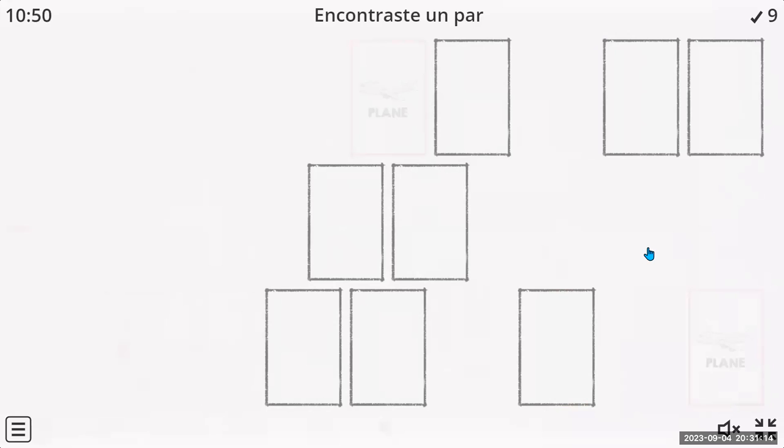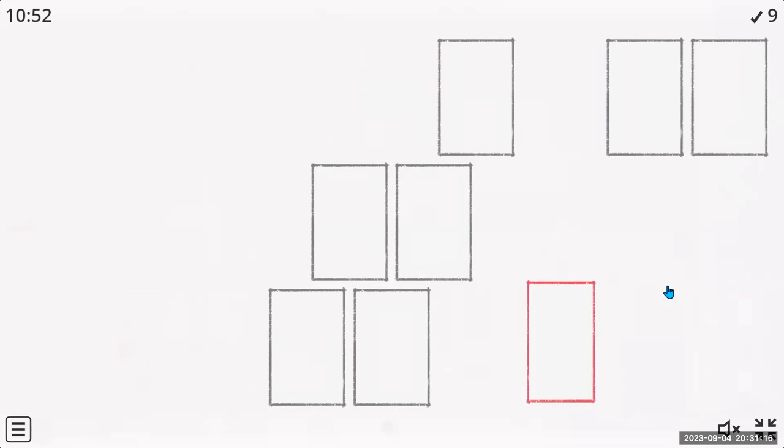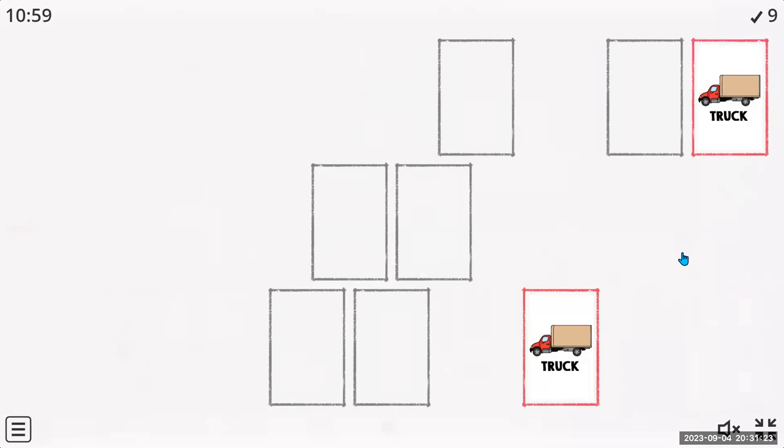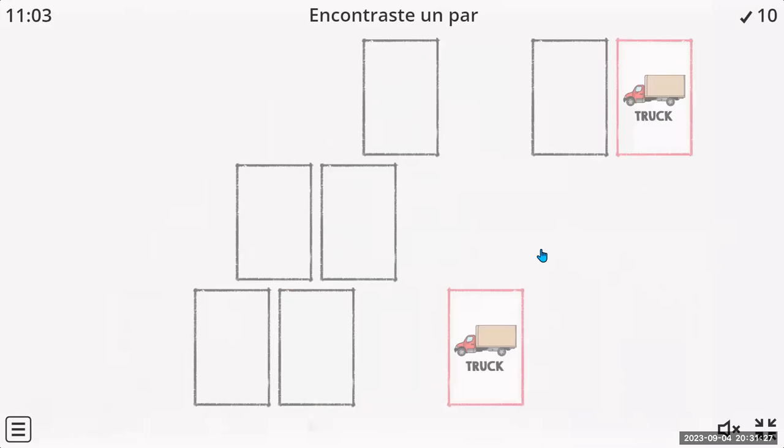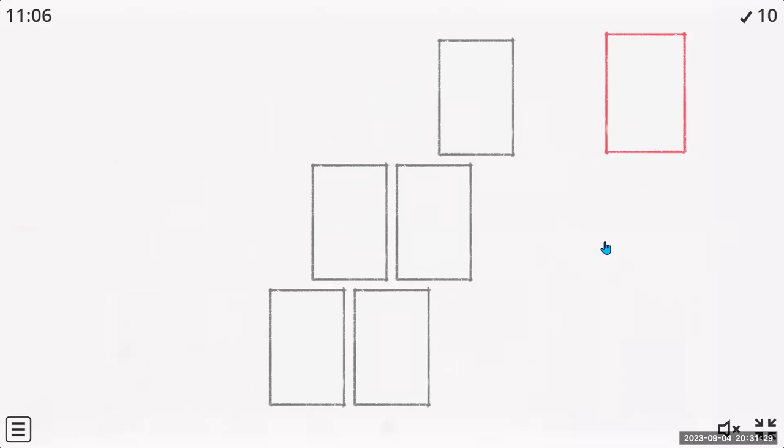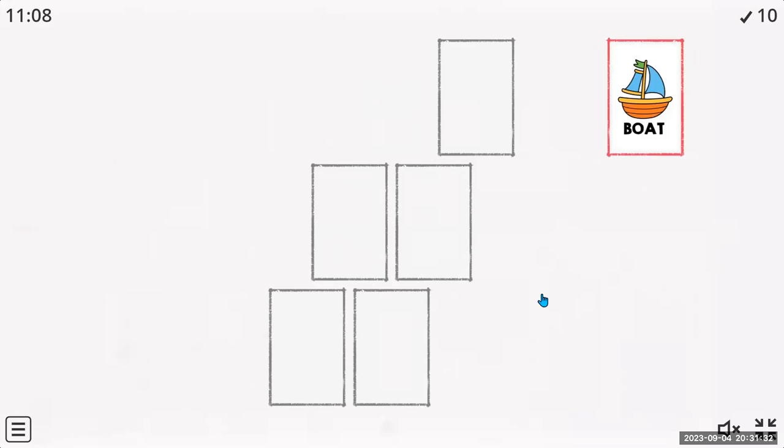My goodness. I got it. Truck. Number 3, teacher. Number 3. You are the winner. Okay, let me see. I'm going to click this one. Number 5, teacher? This one. Helicopter.